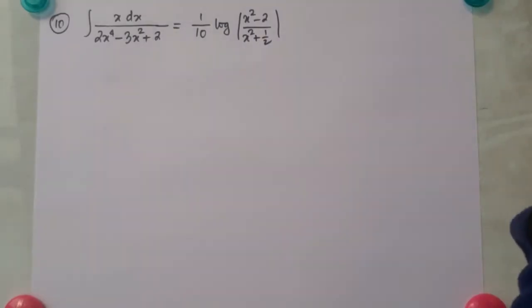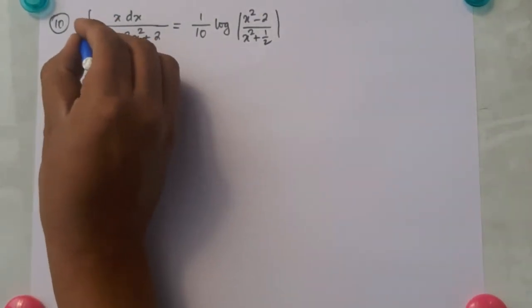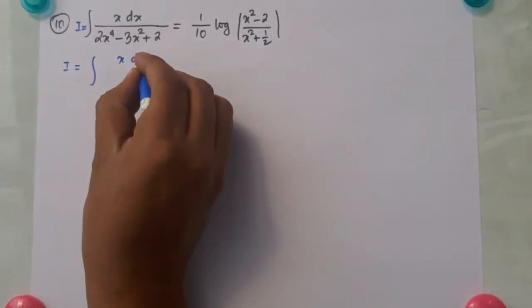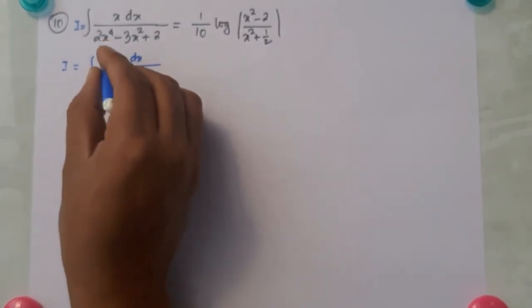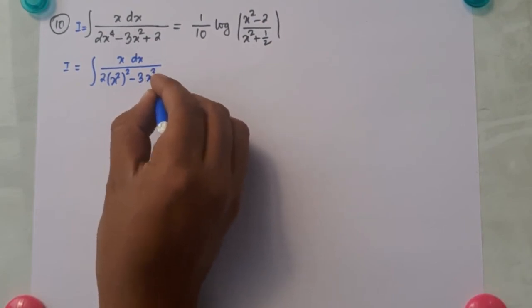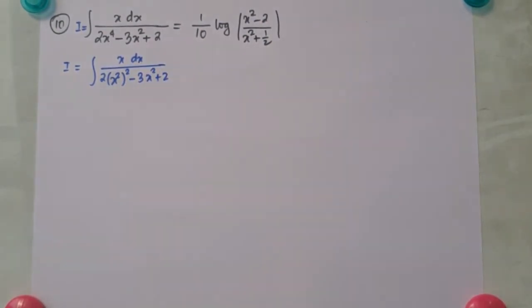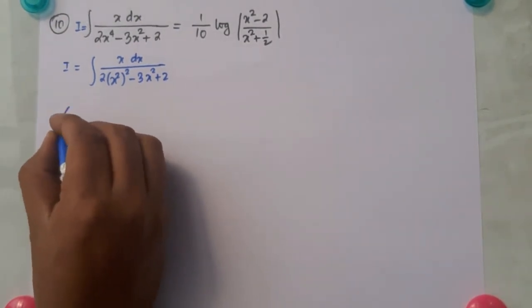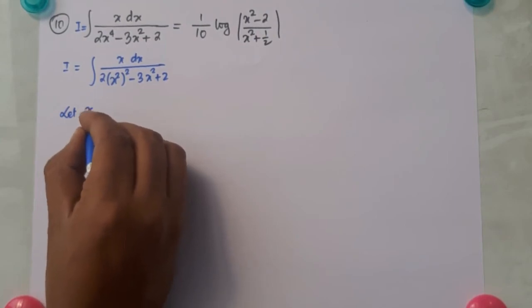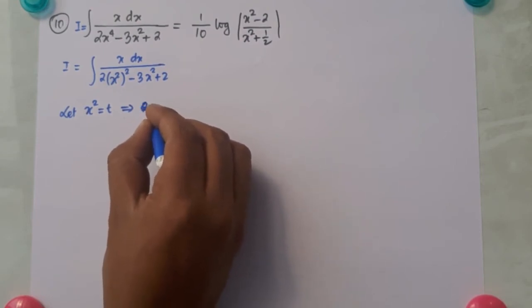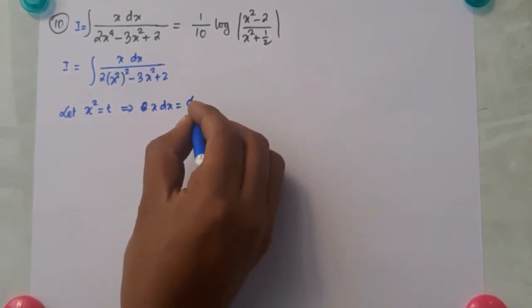Okay, so let's observe this question now. Here, if I call this integral I, this integral I can be written as x dx by 2 into this x to the power 4 can be written as x square whole square minus 3x square plus 2. Now here basically I'm trying to do the substitution. So let's see how to do the substitution. So let x square equal t.